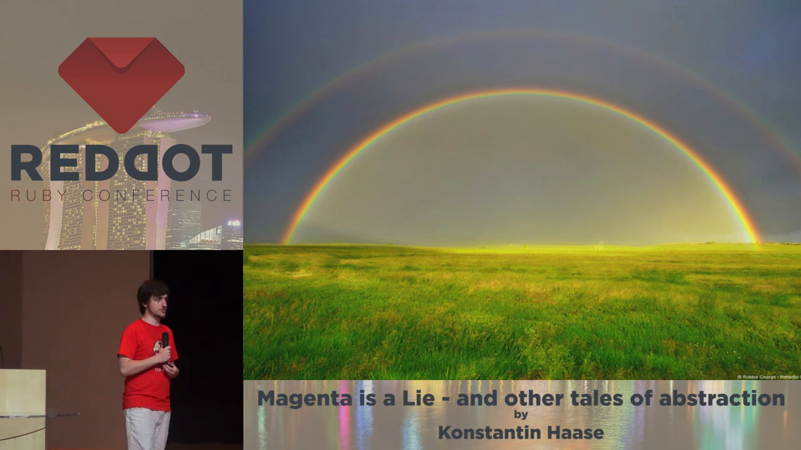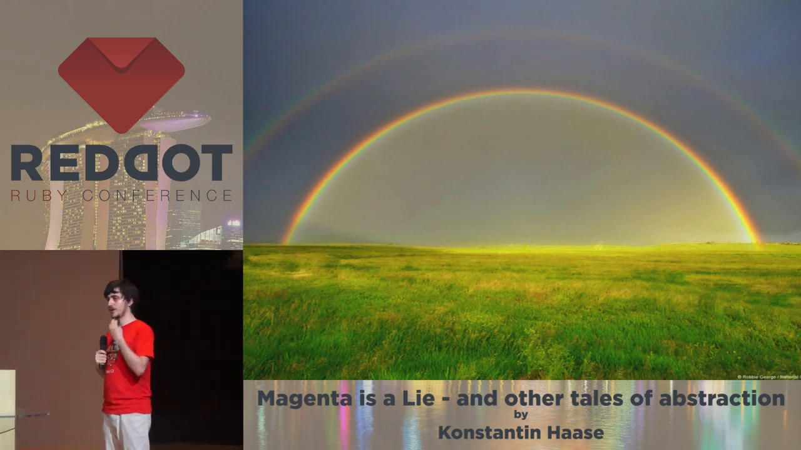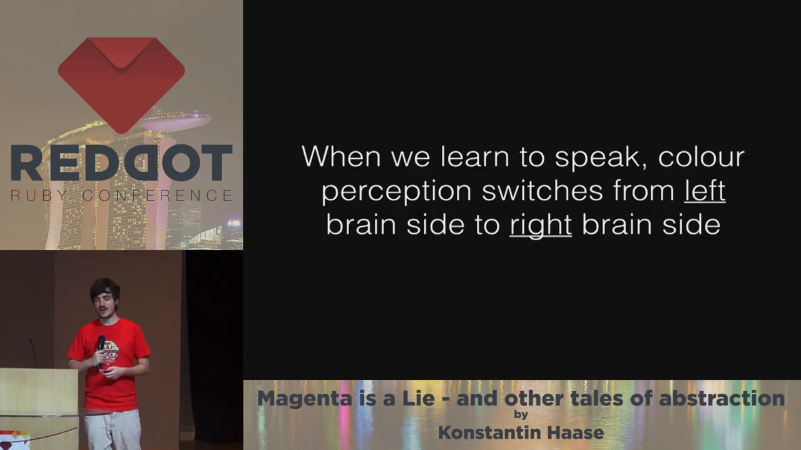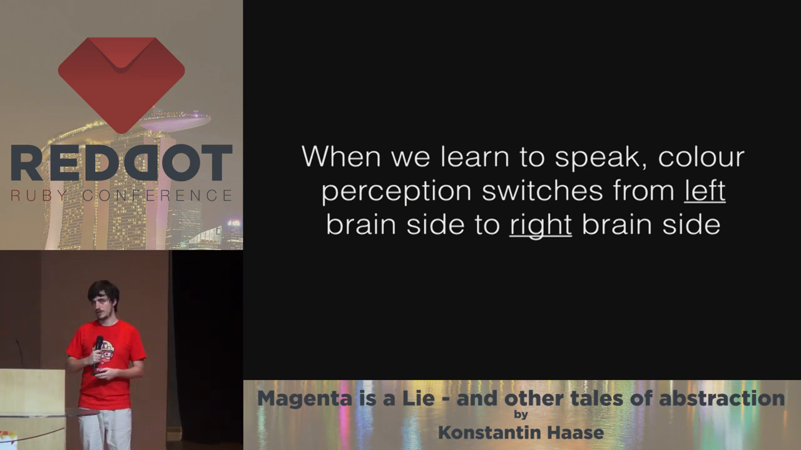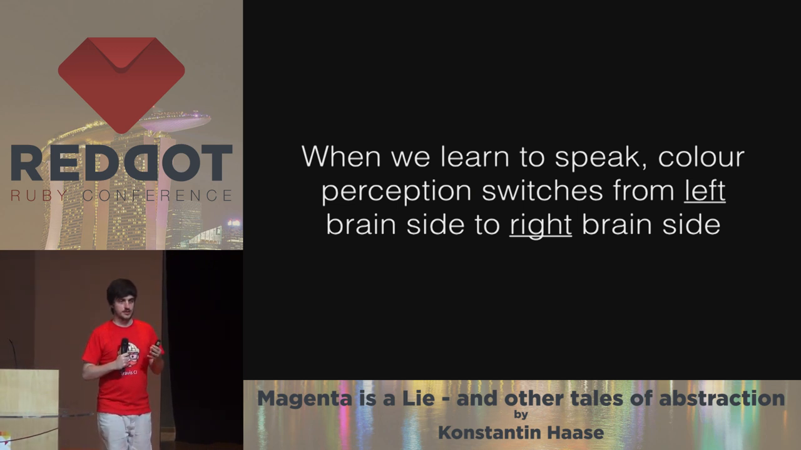When this toddler learns to speak, the color perception, the part of the brain responsible for seeing color, moves from the left side of the brain to the right side of the brain. This, I think, means that color perception is linked to language.